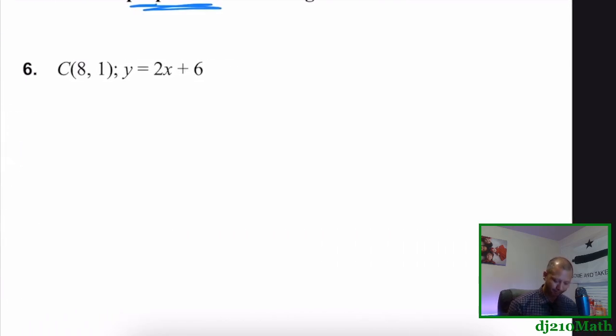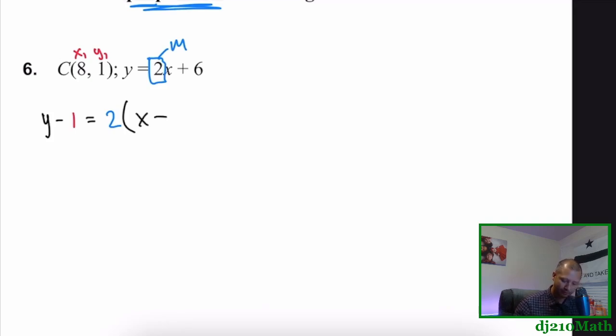Let's do it again. Right away I label x1, y1. Anytime I have a point, I label it out of instinct. The slope in this case is going to be 2. That's my m. And now we go to point slope form. And I'm going to do parallel first. So y minus y1 here is going to be 1, equals m, in this case 2, times x minus x1, 8.